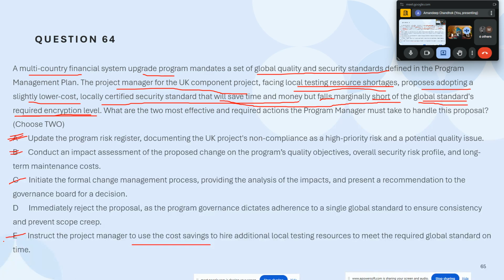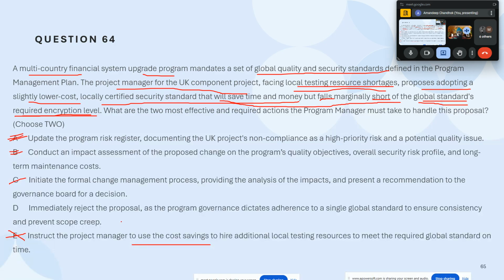So saying that okay, let the standards go away, we are not going to bother about the standards, let's finish the project or program in this case. E is incorrect. Your key concern over here is local testing resource shortages. The approach has to align with the standard, guys. It has to align. You should never negotiate with the standard. Simple as that. Okay.